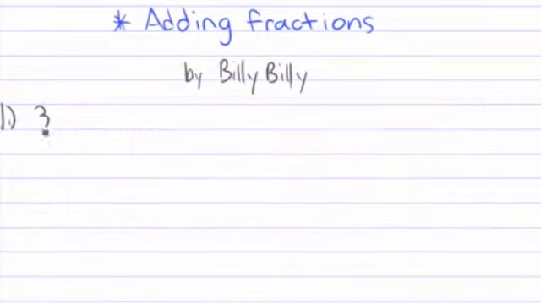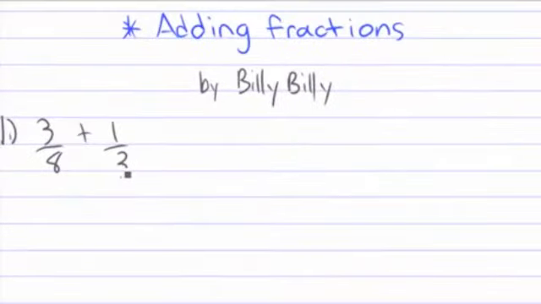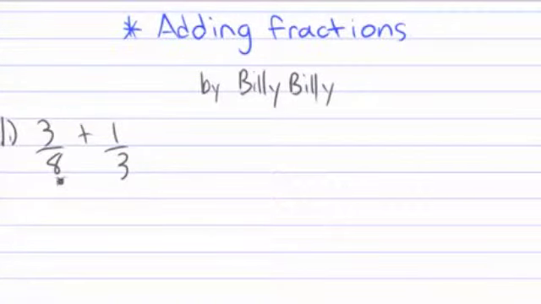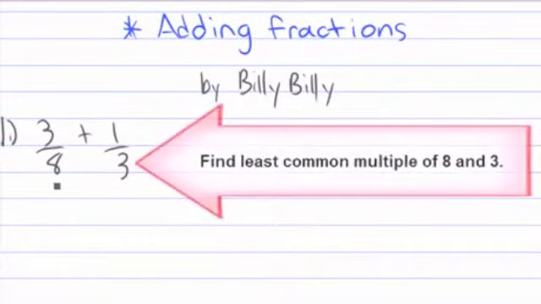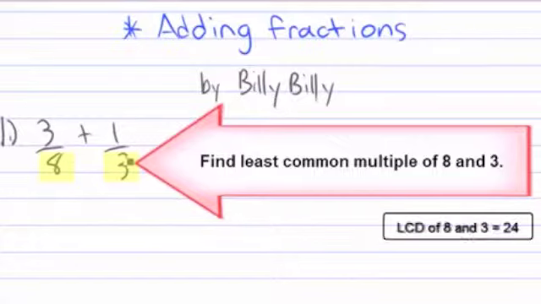Let's do 3/8 plus 1/3. Now, obviously these two have different denominators, 8 and 3. So we'll try to find the LCM of these two numbers, or the LCD of these two fractions. So the LCD, or the LCM, of 8 and 3 is 24.